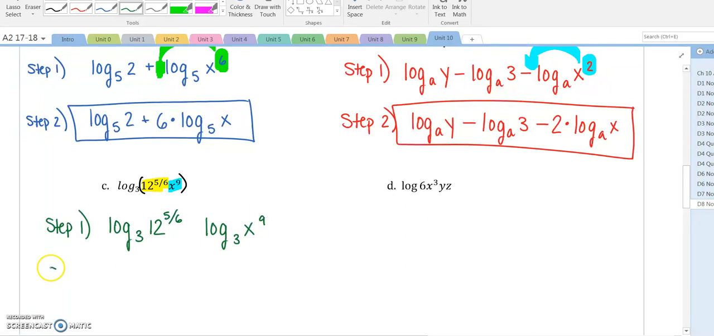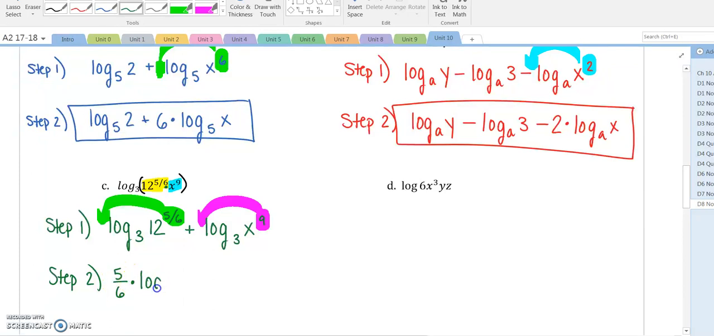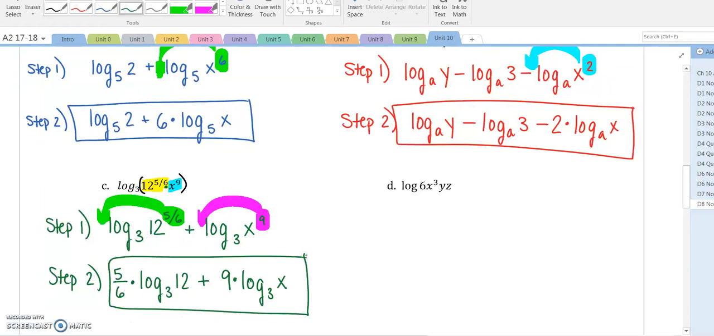And then once again, step 2 is going to be to take those exponents and bring them to the front. So I see an exponent right here, so that's going to go to the front. And I see an exponent right here, and that's going to go to the front. Whoops, I almost forgot. Is this going to be addition or subtraction? Well, right here it's multiplying. Multiplying will always turn into addition. My fault. Okay, but now I am going to do those exponents, so it'll be 5/6 times log base 3 of 12 plus 9 times log base 3 of x. And that'll be my final answer.